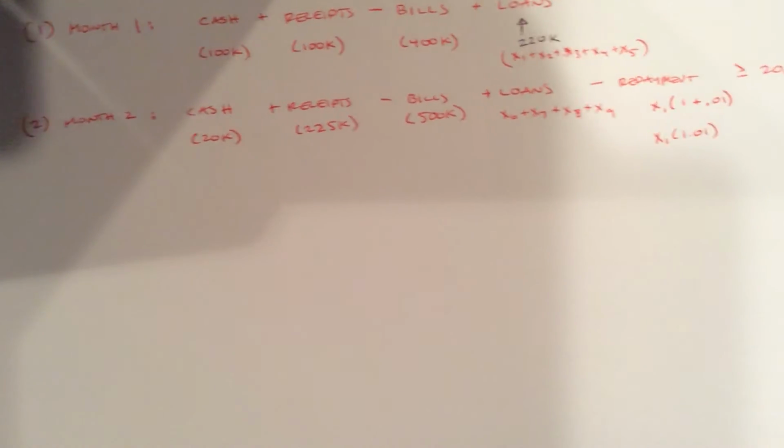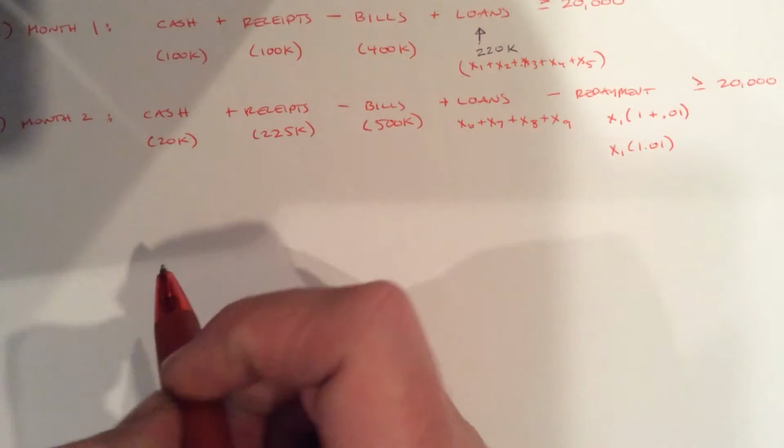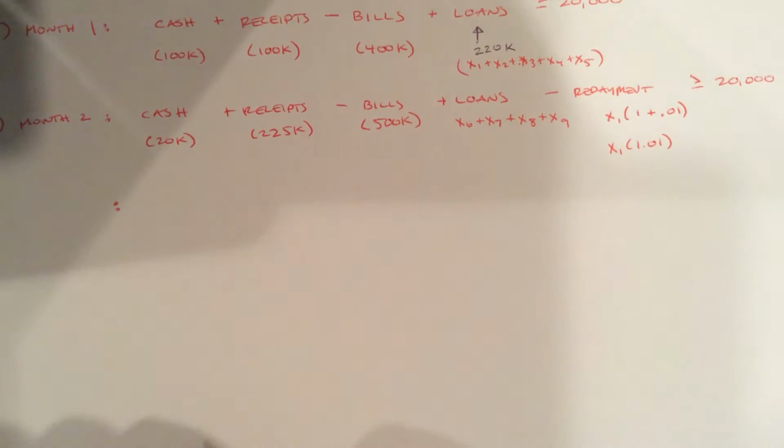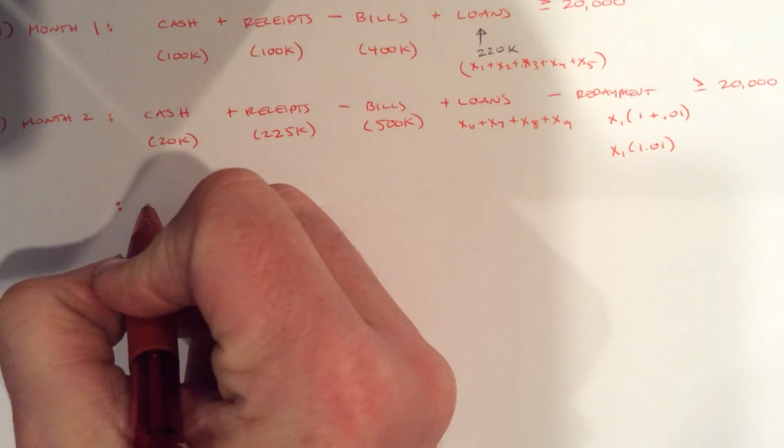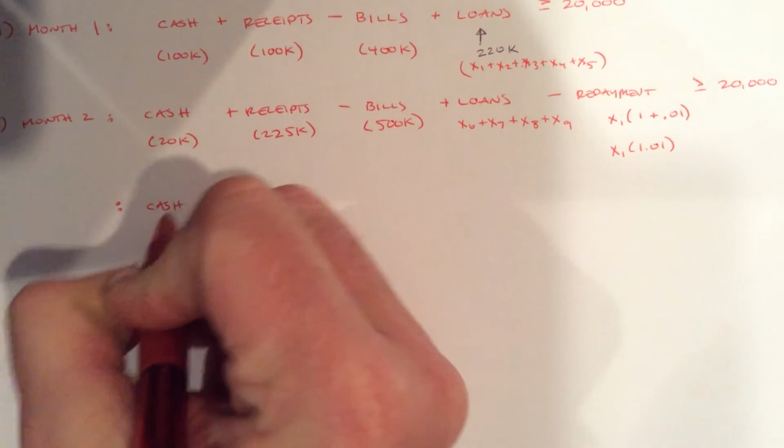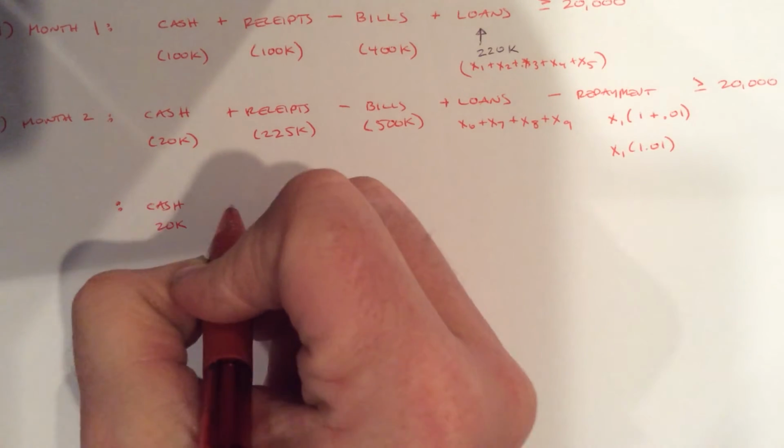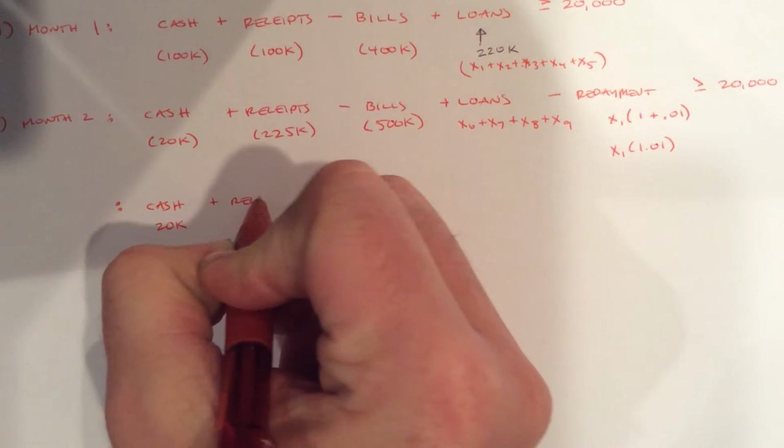Okay, so we'll try to do our third constraint in the same window. So we have cash on hand. The cash on hand we have is 20K. We have our cash receipts that we have.